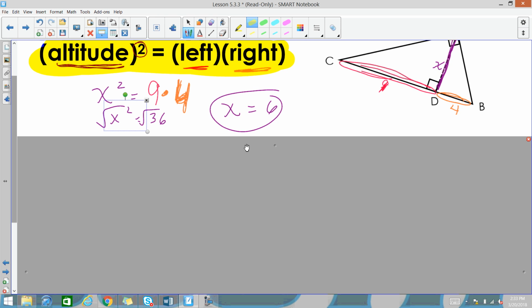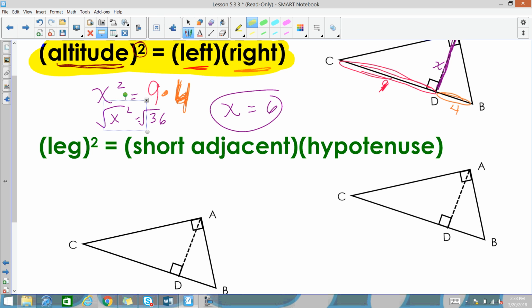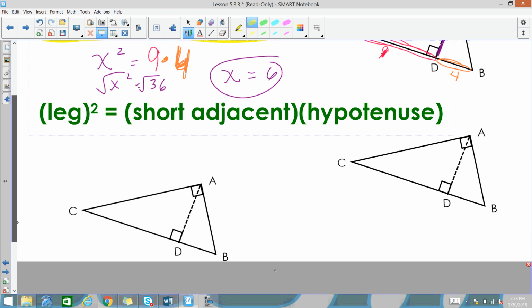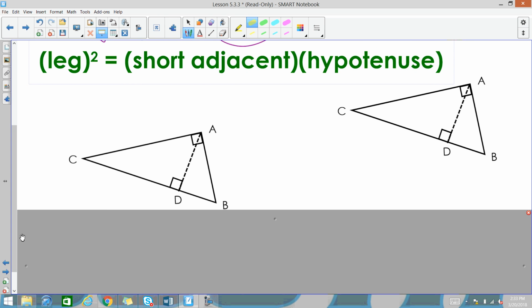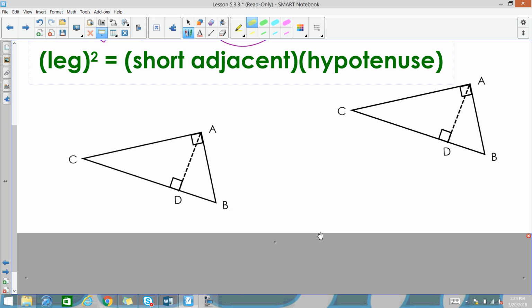Now this is the other one. For many of you, you figured out the first one. You were picking it up yesterday. But this one, I'm pretty sure you may not have picked up. This is leg squared equals short adjacent times the hypotenuse.